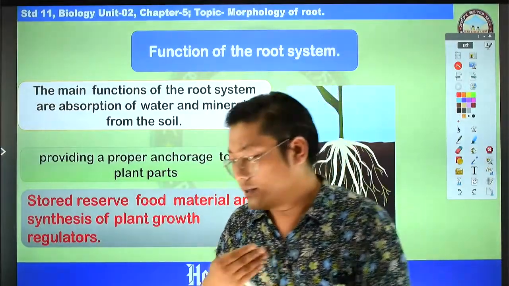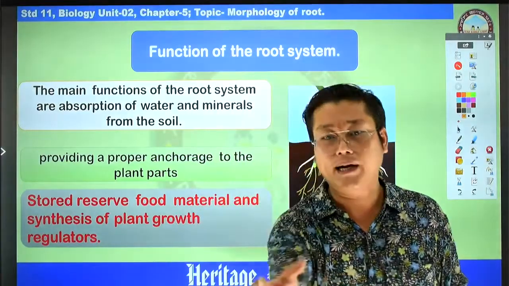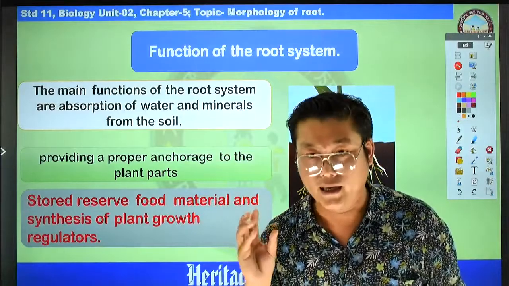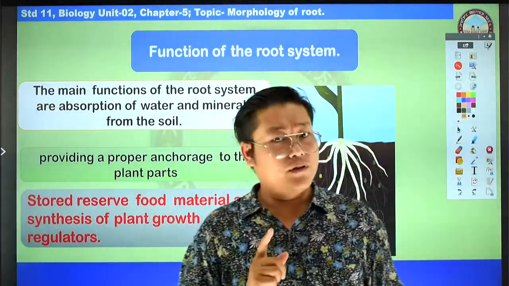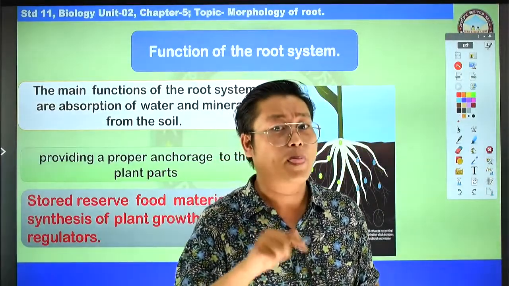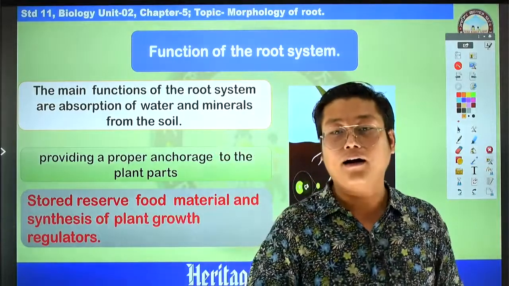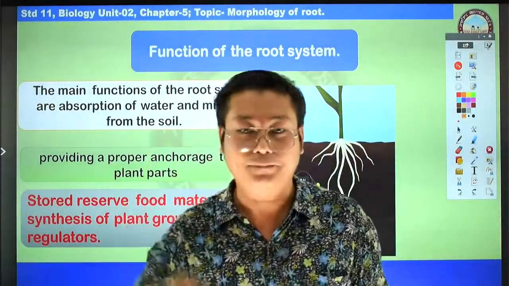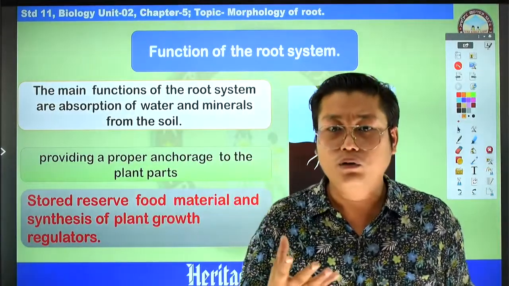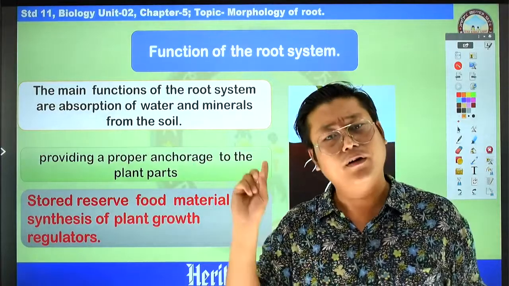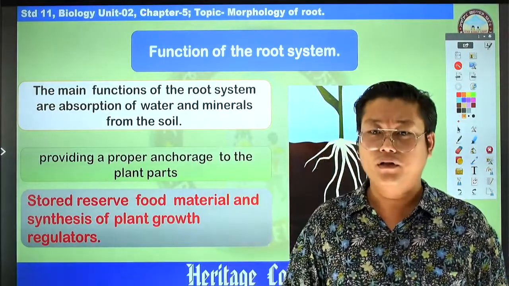For today's class, we will wind up here. We covered the morphology of the root, the types of roots, and the functions of the roots. Fine.